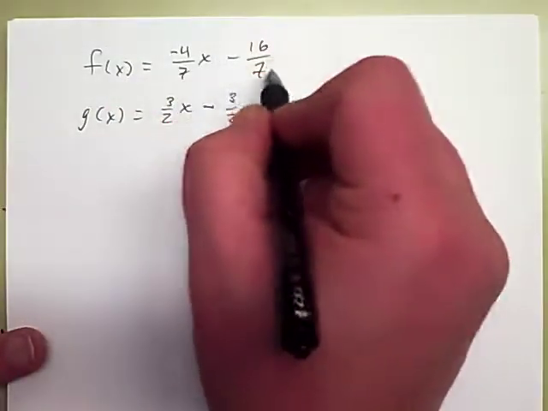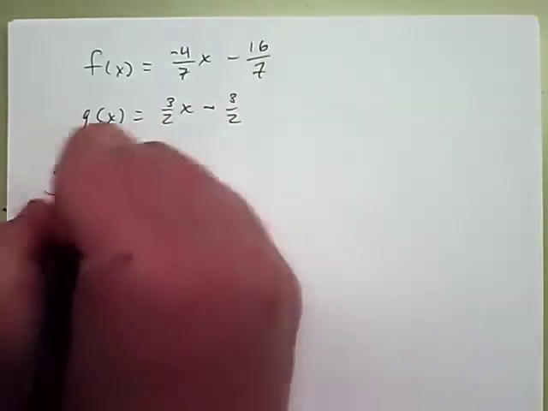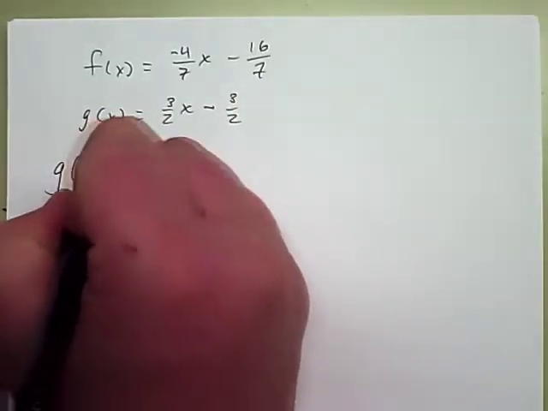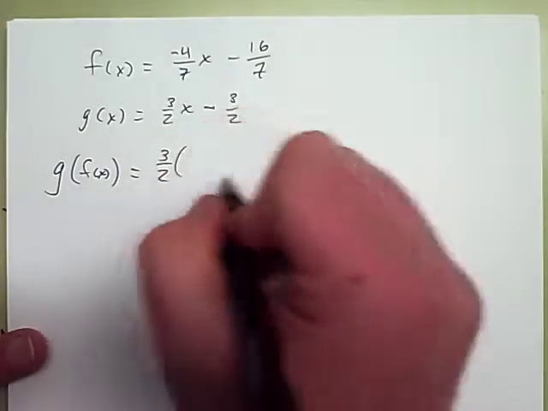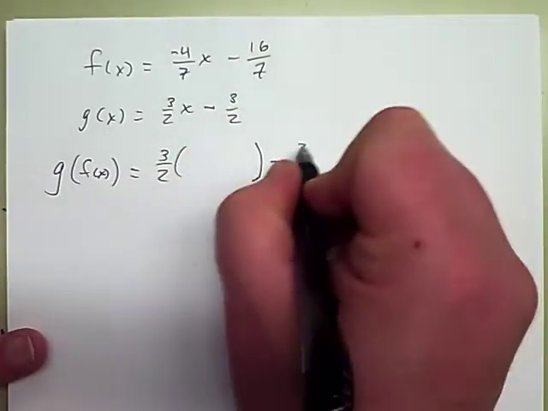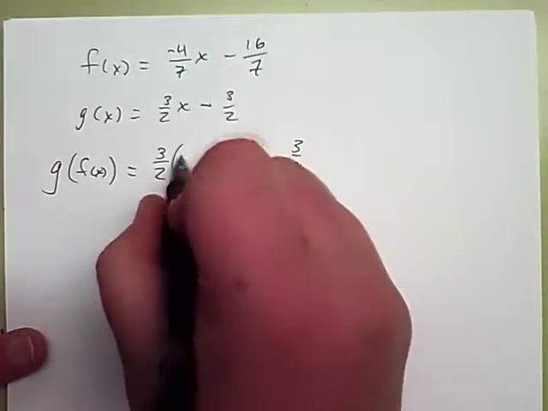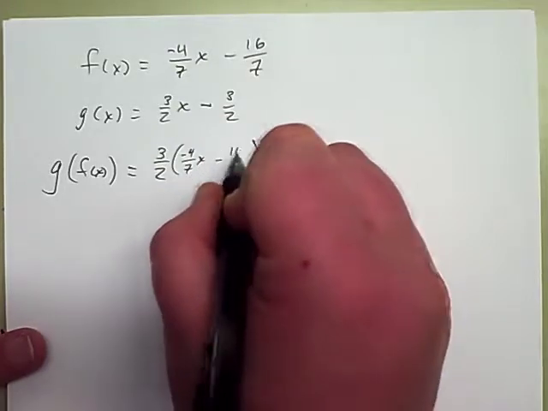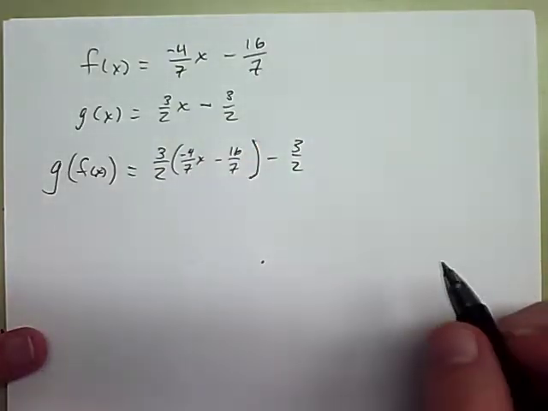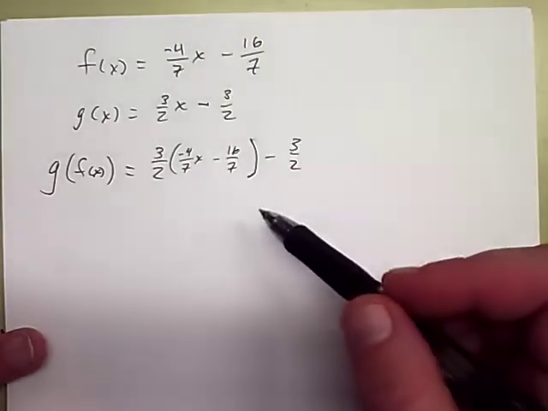So that means I'm going to take this whole thing and plug it in just for x. So g is the outside, f is the inside. So I get 3/2 x minus 3/2, and what's going in here is all of that. So I get negative 4/7 x minus 16/7. Okay, so now we want to simplify.